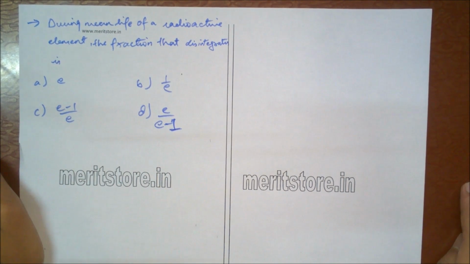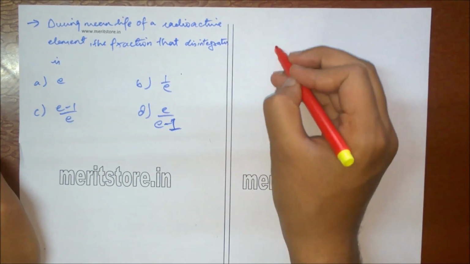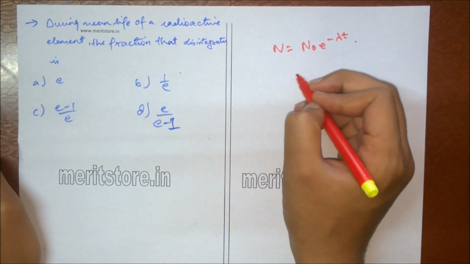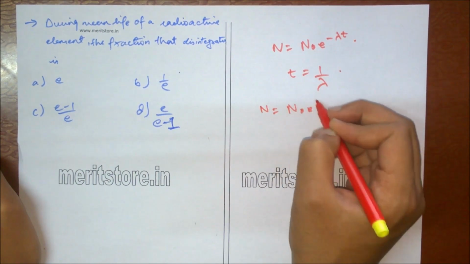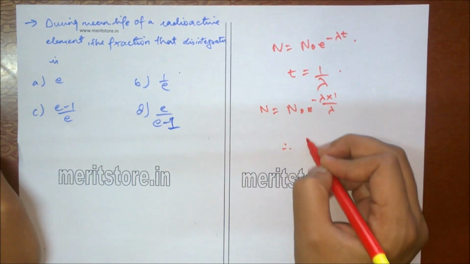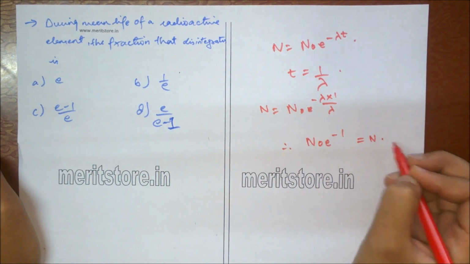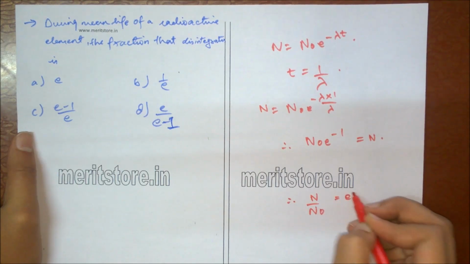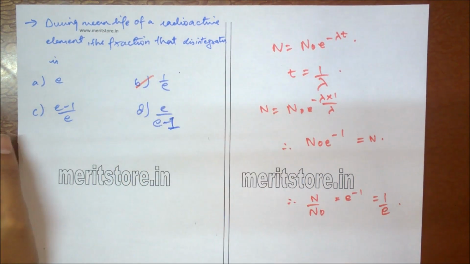Mean life of a radioactive element: the fraction that disintegrates is, by using N equal to N0 e raised to minus lambda t, mean life is t equal to 1 upon lambda. So N is equal to N0 e raised to minus lambda into 1 upon lambda. Therefore N0 e raised to minus 1 is equal to N. So we can write this as N upon N0 is equal to e raised to minus 1, or 1 upon e. So option B is the correct answer.